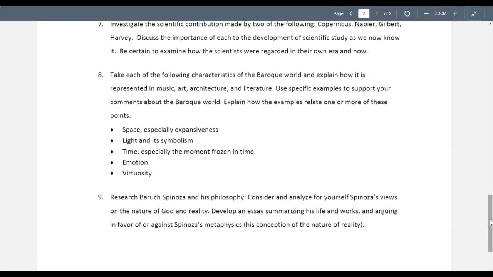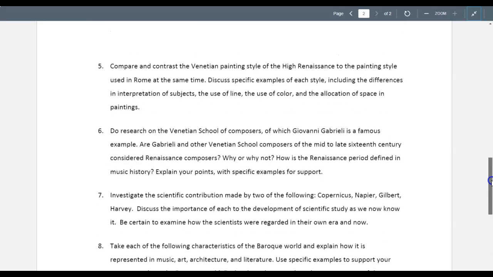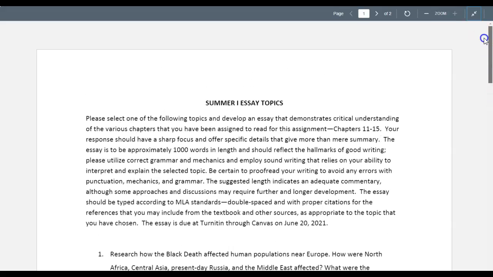So about half the essay will be biography and details about his philosophy. And then the other half should be you discussing that philosophy, which means you need to read some of his. So those are the topics. And again, you only select one, okay, not all of them. You're going to write about 1,000 words, which is really not very long for this kind of essay.